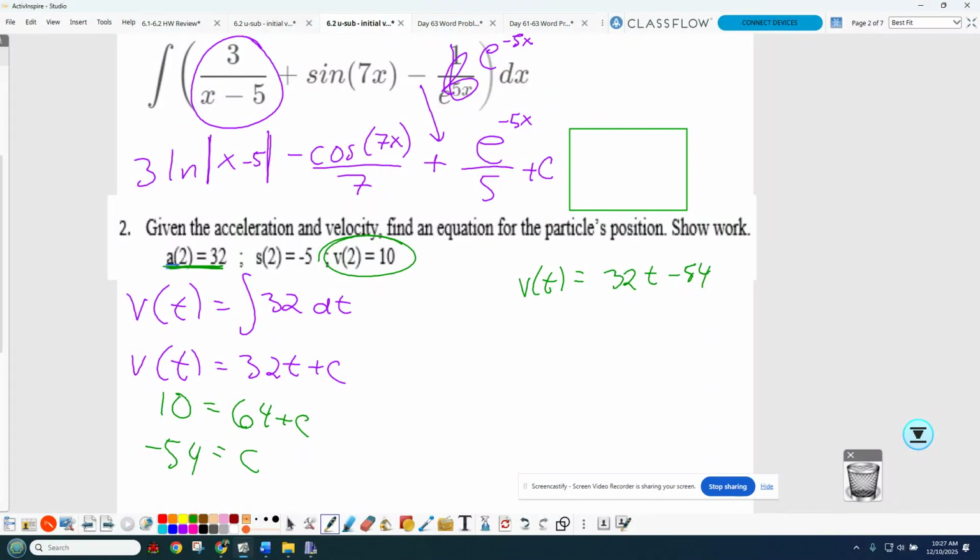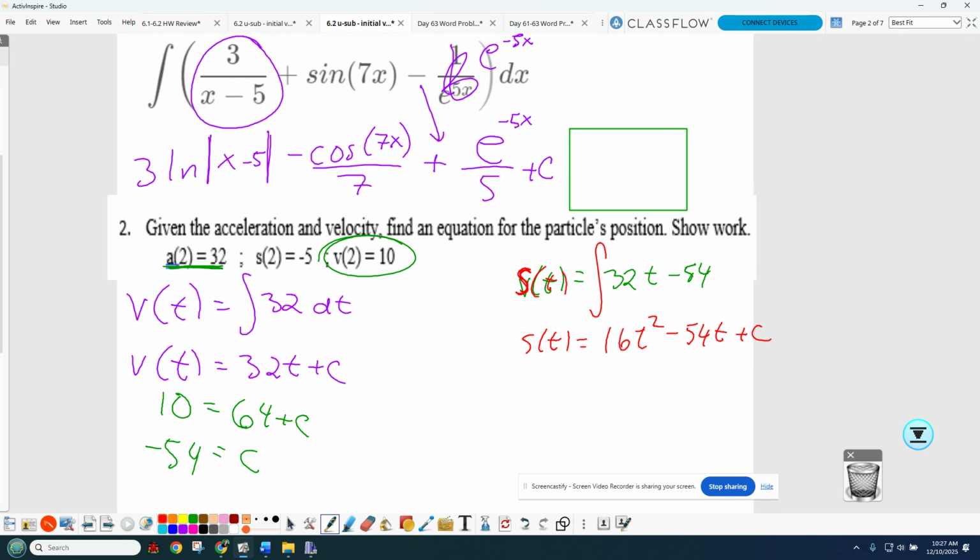How do I get position given velocity? The integral of that is going to be my position at any given time, okay? So raise the power, divide by the new power. This is why in pre-cal, gravity was oddly always in there as negative 16t squared. But you knew gravity was 32. Why? I had to integrate. Minus 54t plus some new c value. That's the equation of position.